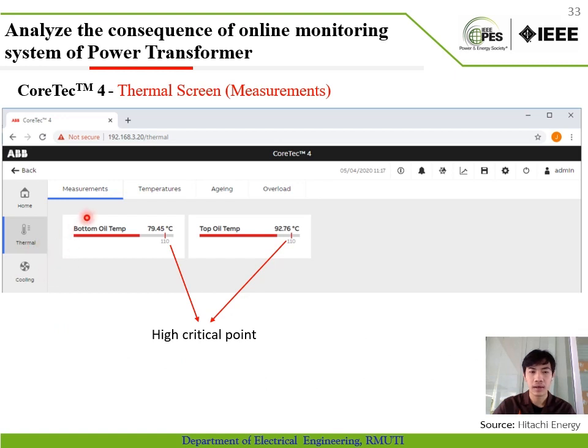The thermal icon bar is divided into 4 subscreens: measurements, temperature, aging, and overload. On the measurement subscreen, it displays bottom and top oil temperature. At this value the power transformer can continue operating, but when it is nearly at the critical point, 110, the operator must immediately find the main reason why it is nearing the high critical point.